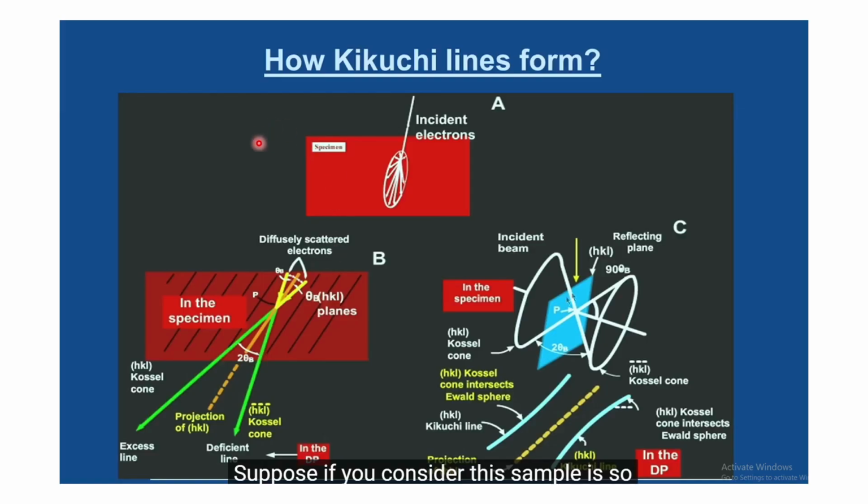So basically what they are saying is that when the incident electron beam falls on the specimen, firstly these Kossel cones will be formed, and when these Kossel cones interact with your Ewald sphere, I guess most of you must know this from the crystallography course. Have you taken the crystallography course?